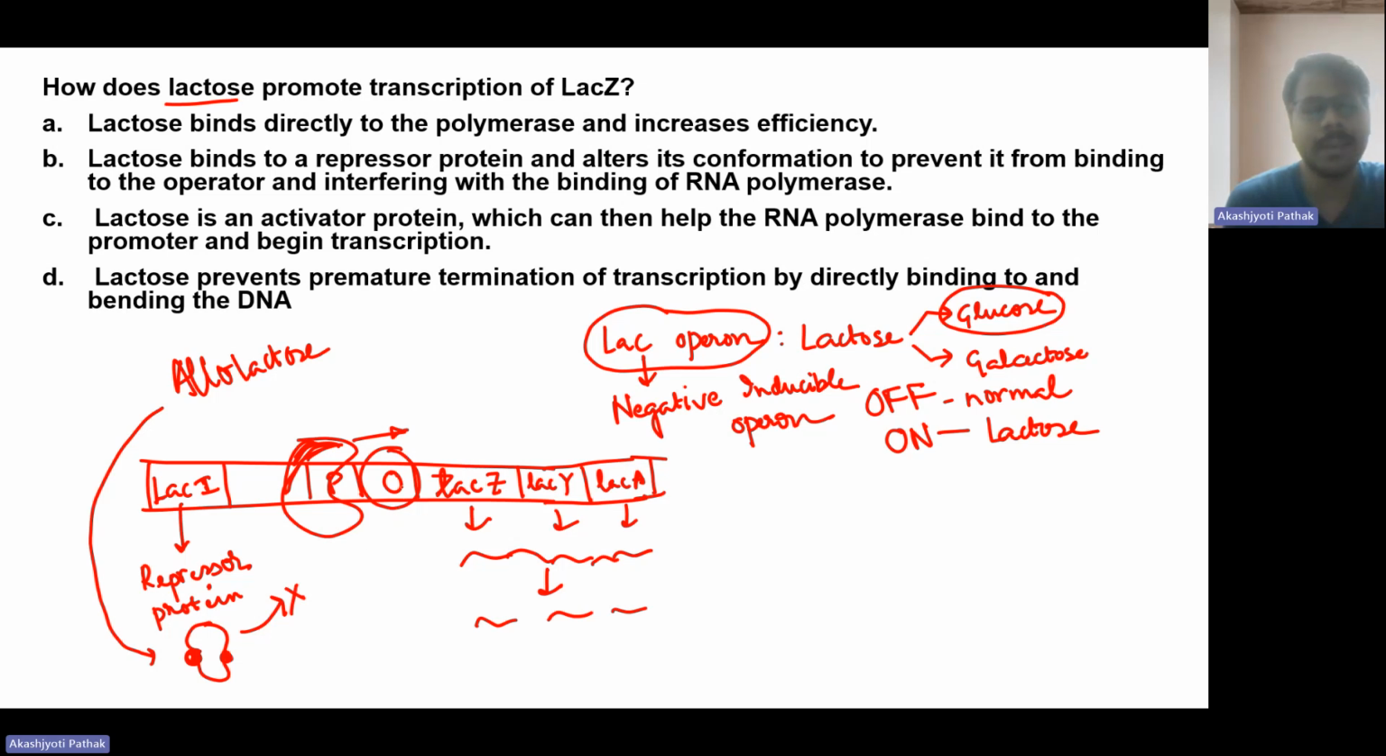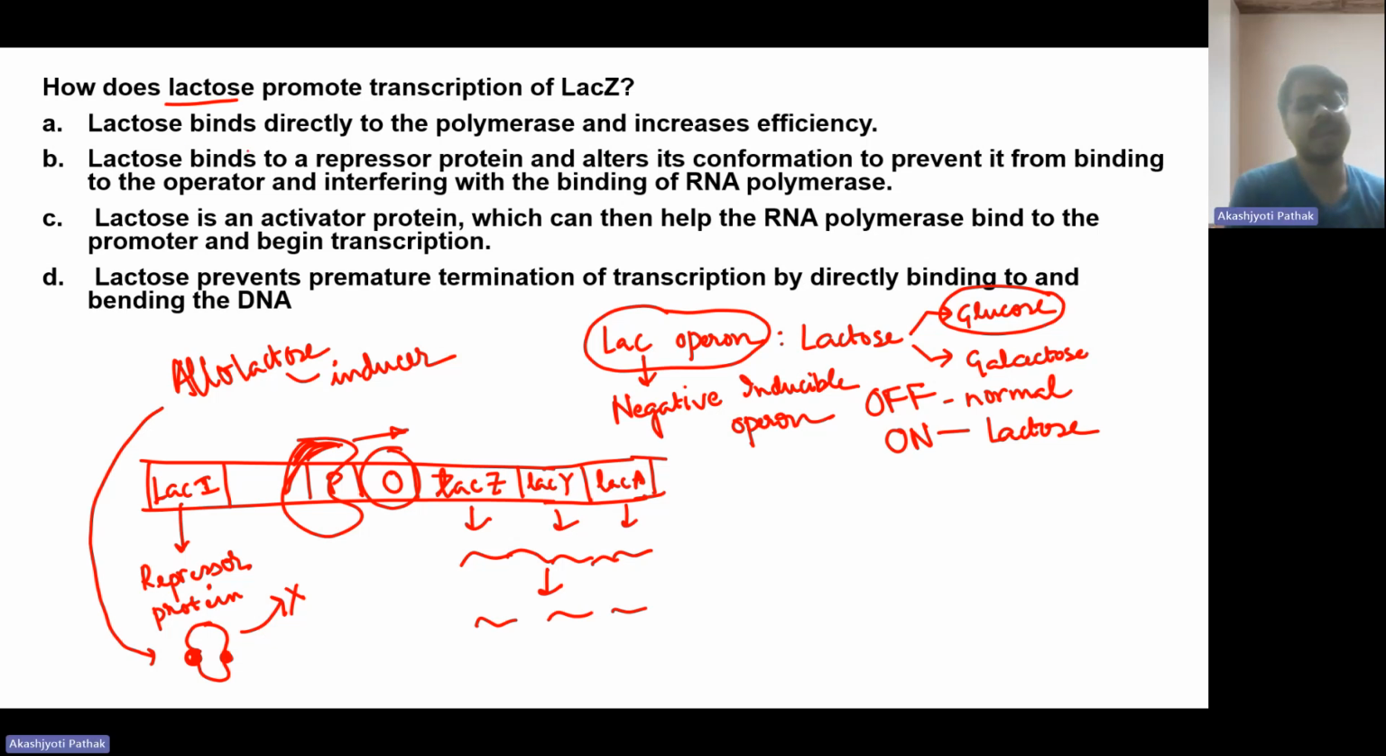Now once the operator region is free, the RNA polymerase can move ahead and transcribe the structural genes. So here allolactose is acting as an inducer. Allolactose is the inducer, a signaling molecule which is switching on the lac operon. Okay. So what does lactose do?